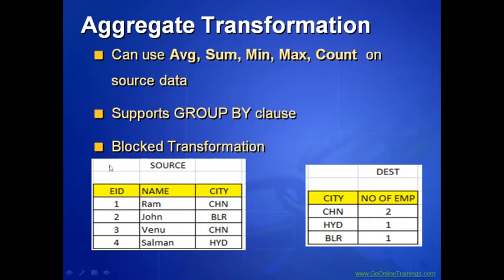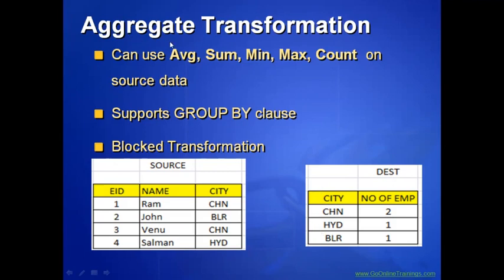So I have the data in the source like this. Ram is in Chennai, John is in Bangalore, Venu is in Chennai, Salman is in Hyderabad. But in the destination, I don't need the data, I need a report like this. In the destination, in Chennai, 2 people are there. Hyderabad, 1 guy is there. Bangalore, 1 guy is there. So this is the data I wanted to have in my destination.